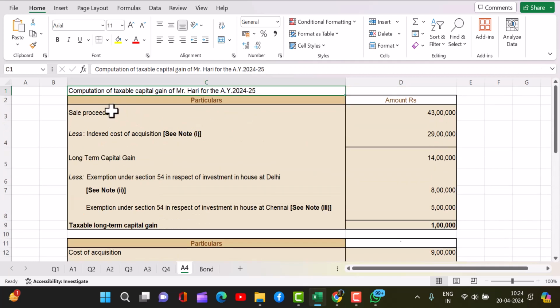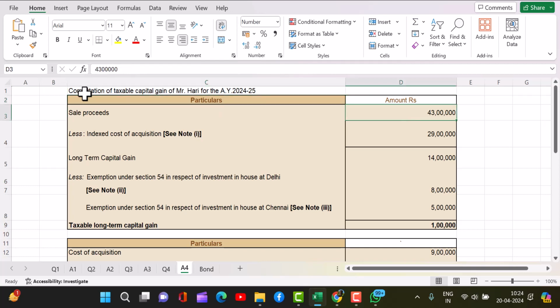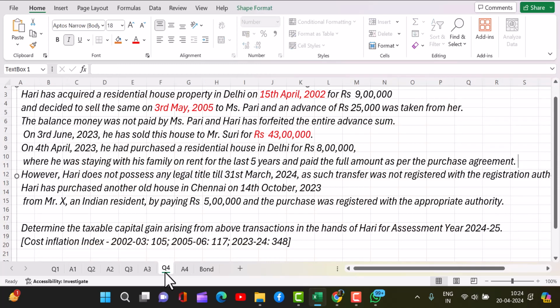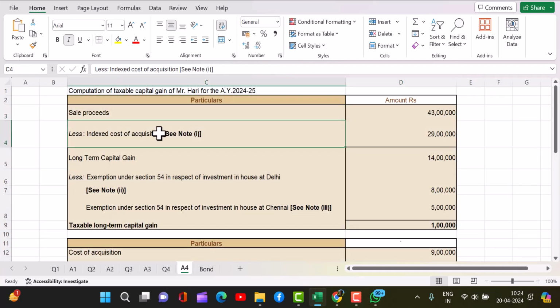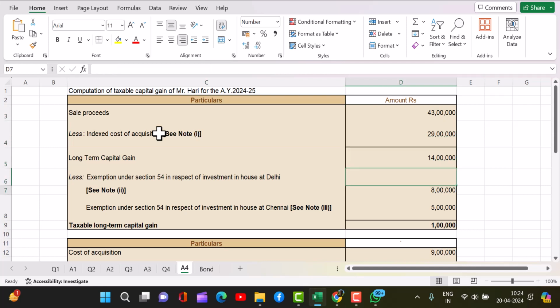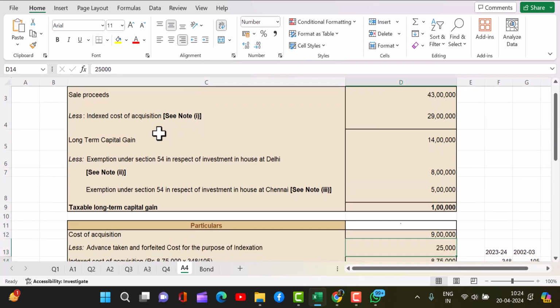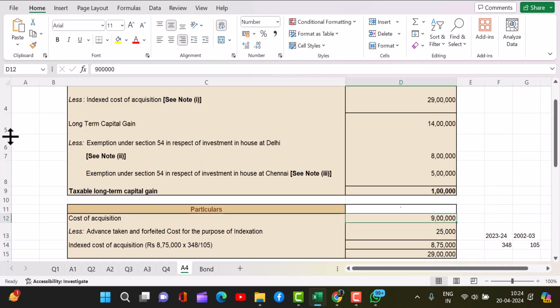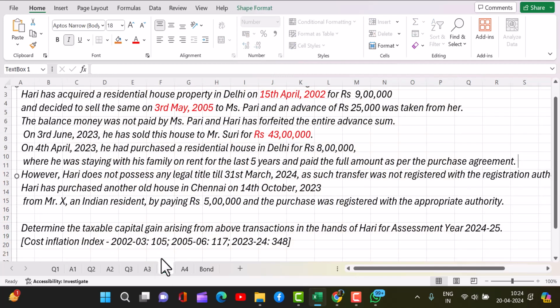So here, first of all, computation of taxable gain of Mr. Hari for assessment year 2024-25. Okay, fine. So the sale proceeds was 43 lakhs because he sold the house for 43 lakhs. Okay. Then indexed cost of acquisition is 29 lakhs. How do we arrive at it? So the cost of acquisition was 9 lakhs since he purchased the house for 9 lakhs. Okay, this 9 lakhs. Fine.